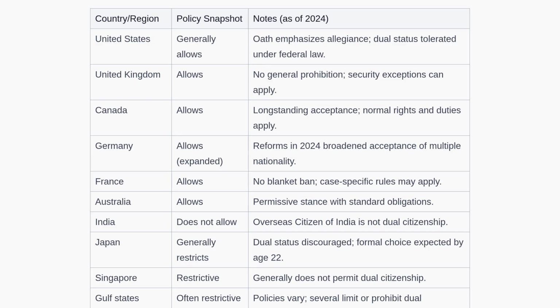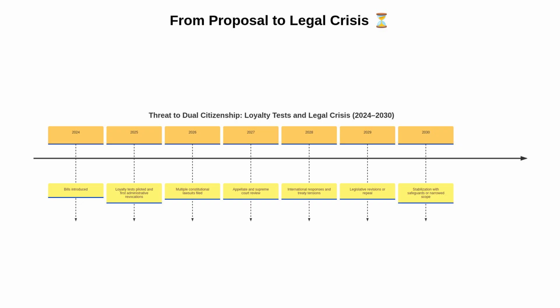Now, let's map how a legal crisis could escalate over time. This timeline illustrates a plausible sequence. First, bills are introduced. Next, loyalty tests are piloted and initial revocations occur. Then, constitutional lawsuits emerge, leading to appellate and Supreme Court review. International responses and treaty tensions can follow. Finally, legislatures may revise, narrow, or repeal the measures, culminating in a new steady state with enhanced safeguards or a scaled-back program.